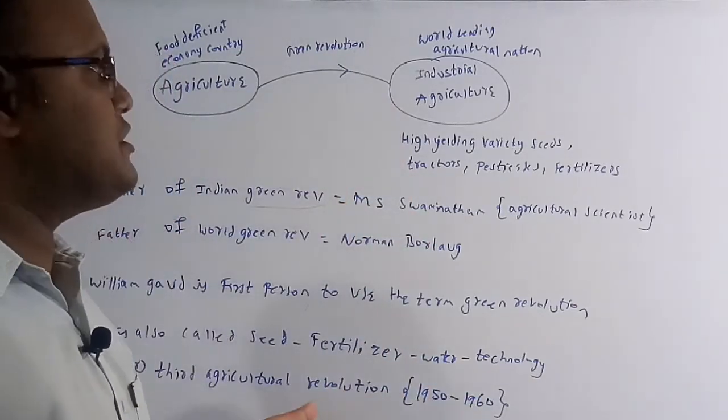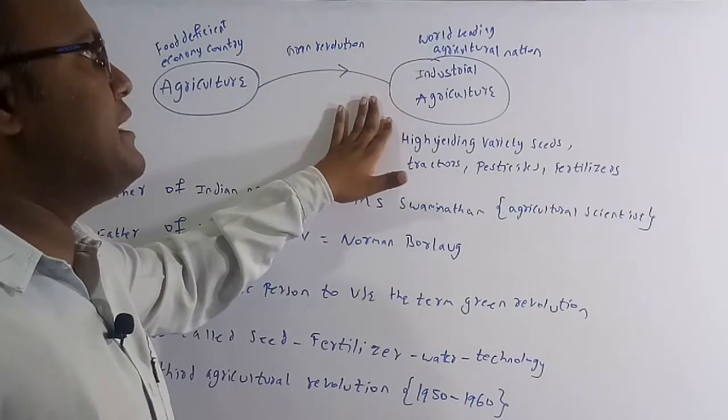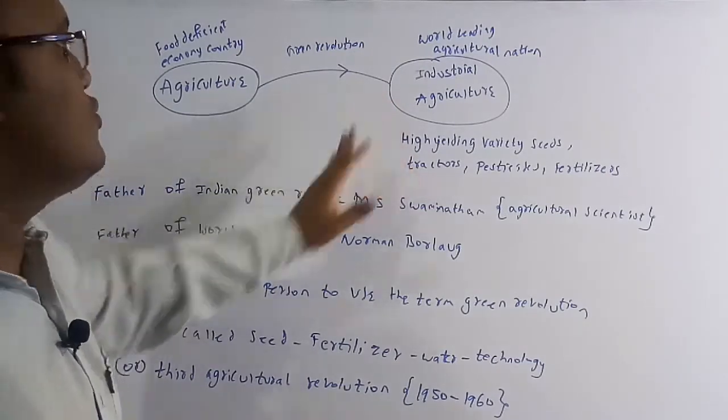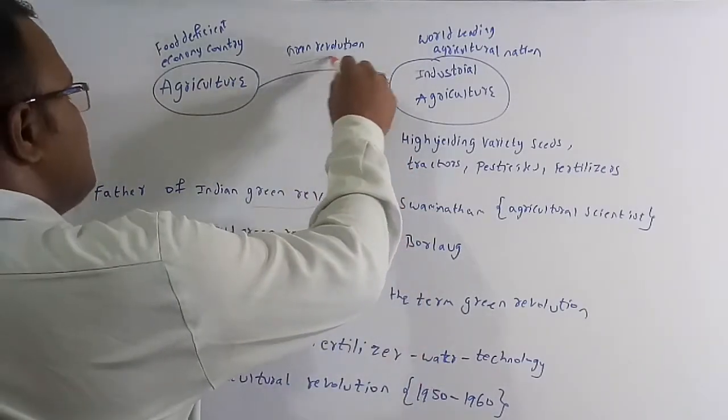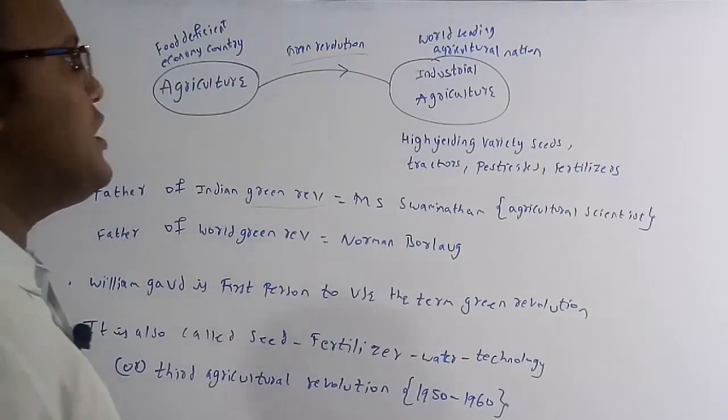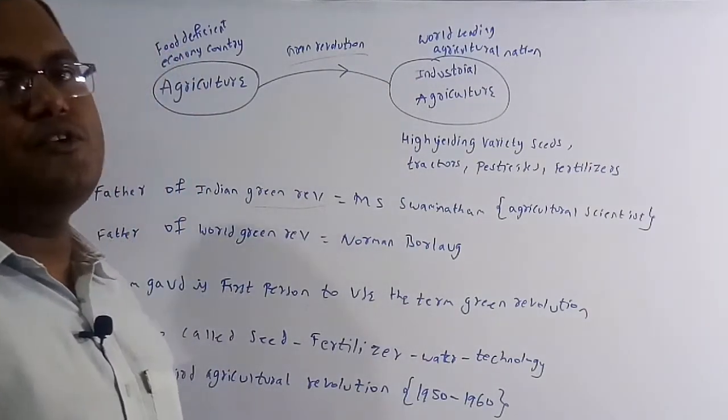So the food production was very high. Now the country India became the world leading agriculture nation. So this is the meaning of the green revolution: by using modern technology, we increase the production of food in our country.